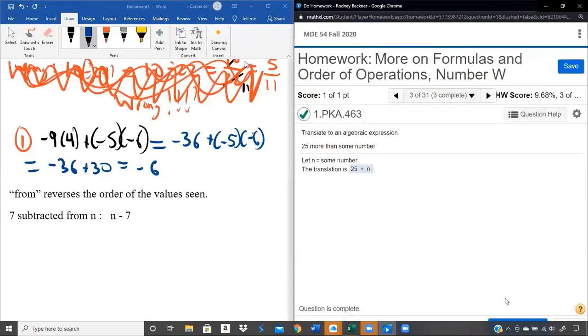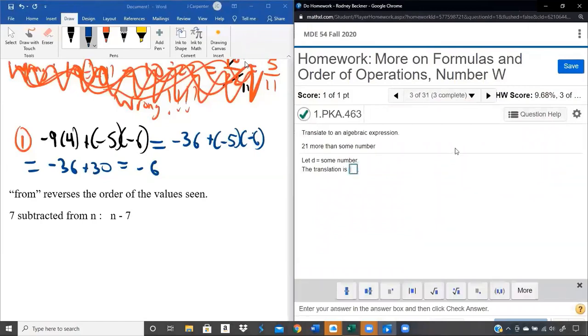Now, let me hit similar question. Notice that time I answered 25 plus n. Let me hit similar question. This time it says 21, so the answer would be 21 plus n. If I do 21 plus n, that will be the correct answer. Let's see if I can swap the order of them, though. The subtraction one we couldn't, and that's because 5 minus 7 is very different from 7 minus 5. But under addition, 5 plus 7 is the same as 7 plus 5. The order doesn't really matter.